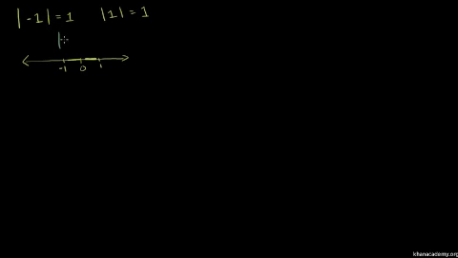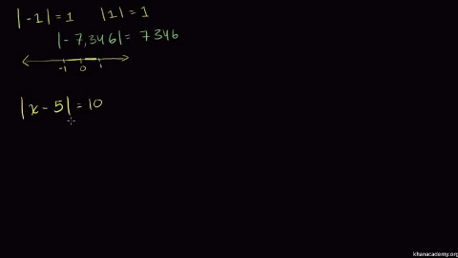The absolute value of -7,346 is equal to 7,346. So with that in mind, let's try to solve some equations with absolute values in them. So let's add the equation. The absolute value of x minus 5 is equal to 10.